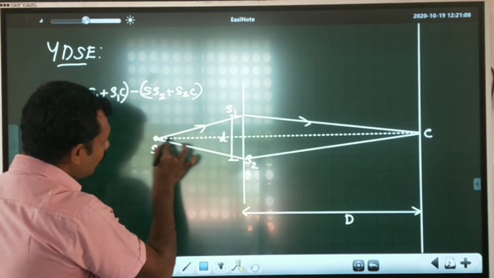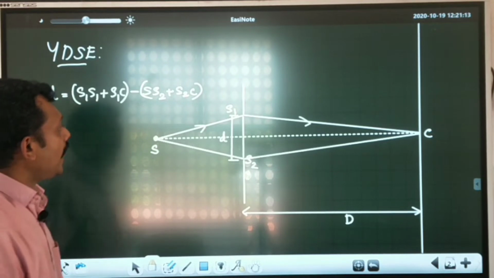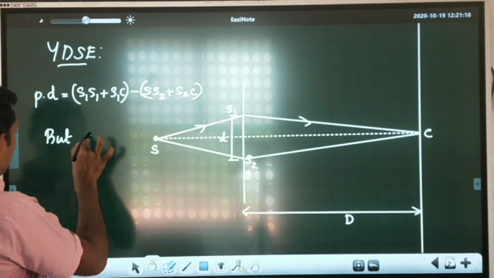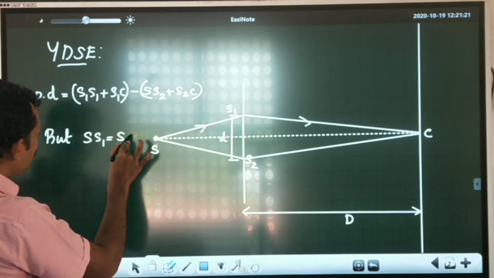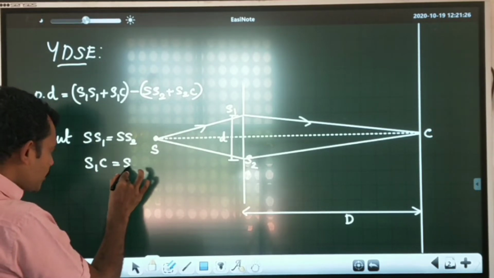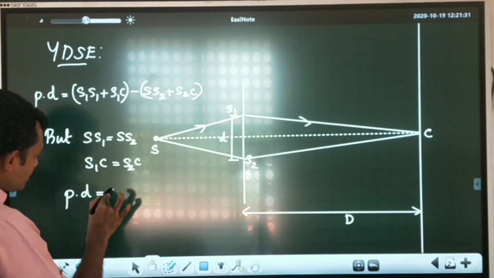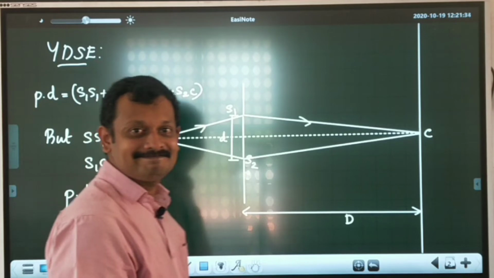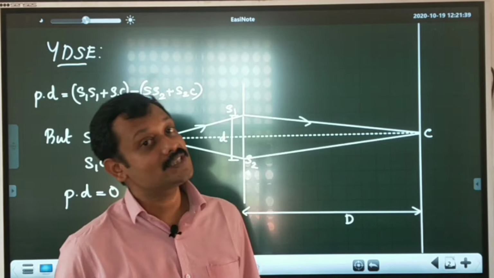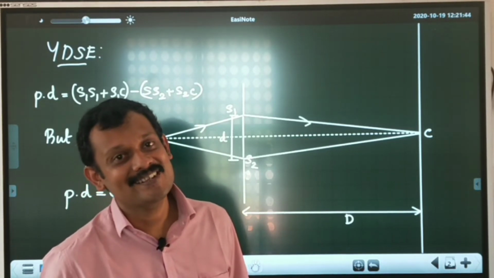Now here the source is placed symmetrically with respect to the slits. S1 and S2 are placed symmetrically with respect to the source. So I can say SS1 is equal to SS2, and S1C is also equal to S2C, which implies the path difference is equal to 0. Understand that there is no path difference in this case.